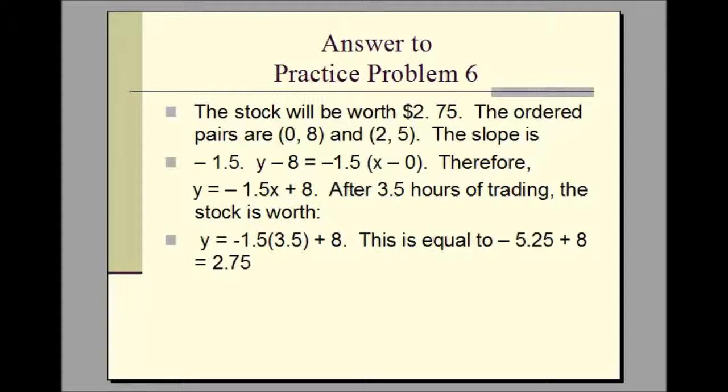After 3.5 hours of trading, the stock is worth this. y equals negative 1.5, which is the slope, times x, and we replace x with 3.5, plus 8. This is equal to negative 5.25 plus 8, which is $2.75.